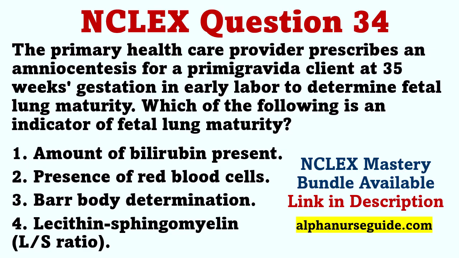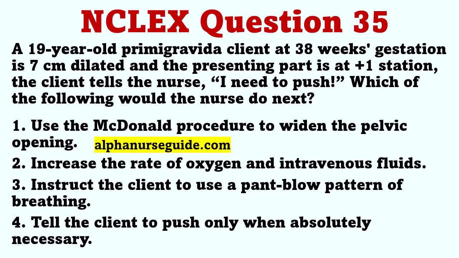A 19-year-old prima gravida client at 38 weeks gestation is 7 centimeters dilated and the presenting part is at +1 station. The client tells a nurse, "I need to push." Which of the following would the nurse do next? 1. Use a McDonald procedure to widen the pelvic opening. 2. Increase the rate of oxygen and intravenous fluids. 3. Instruct the client to use a pant blow pattern of breathing. 4. Tell the client to push only when absolutely necessary.